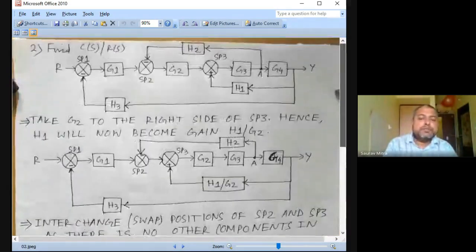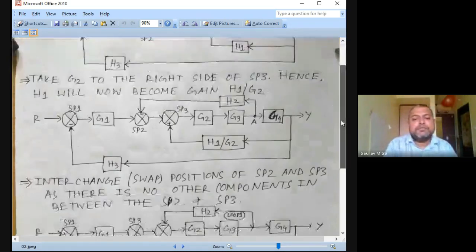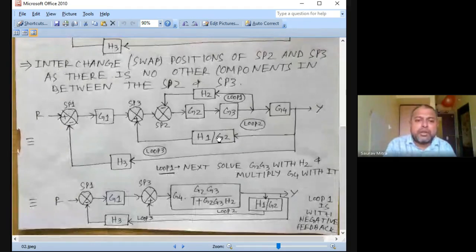So these three diagrams are very important. First, the main diagram is given. From there you have identified the problem, that is A is the problem. So either you can keep A as it is and do the shifting here. So what is the shifting? First you have shifted sp3 left, and then you have swapped sp3 and sp2. And after that you find all entanglements are gone.